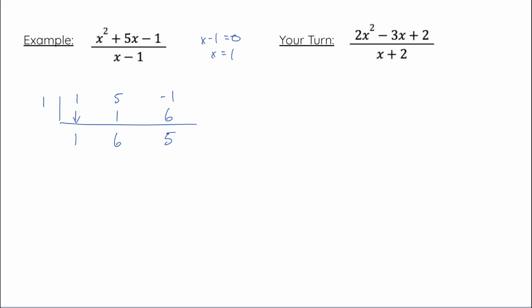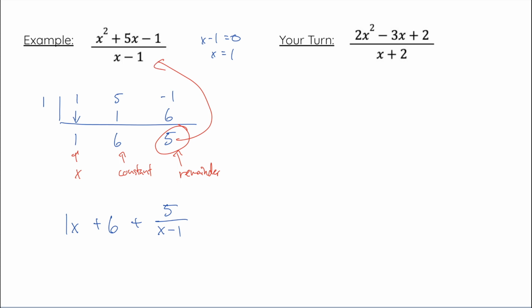So in this case, we have our remainder, we have our constant term, and we have our x term. So the final answer would be 1x plus 6 plus 5 over x minus 1. And again, like the previous example, you take the remainder here and divide by the original binomial you're dividing by, and that gives you the remainder that is part of the solution. So that would be the answer there. Pause the video and try the one on the right.